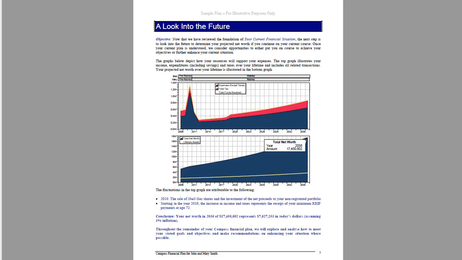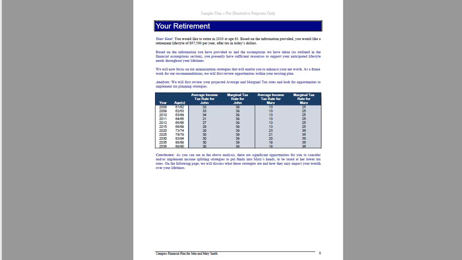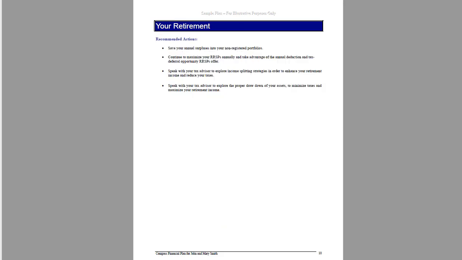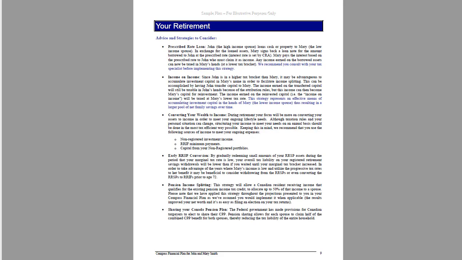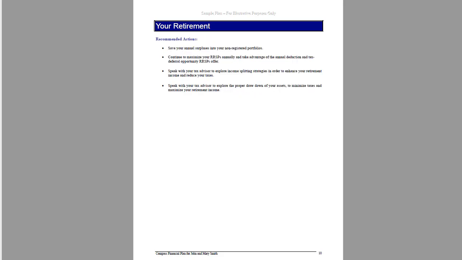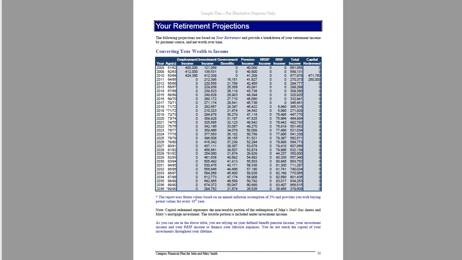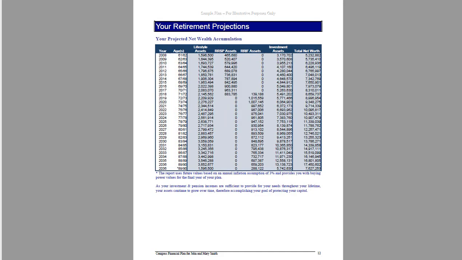These reports are having different outputs, but I just want to show you that fundamentally, technology and the presentation might be changing, but the process has been the same for many years with regards to financial planning. And then, moving into your retirement, some strategies. Again, those are the advice and strategies to consider, recommended actions, converting wealth to income.